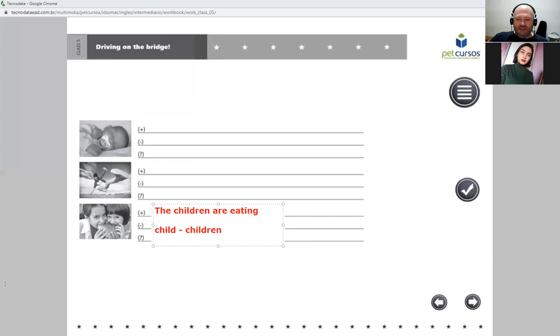E não existe children's, né? Tem gente que fala, ah, the children's. Children is plural. Okay, você fez certinho aí, colocou children, e como é plural, children are. Very good. Okay.